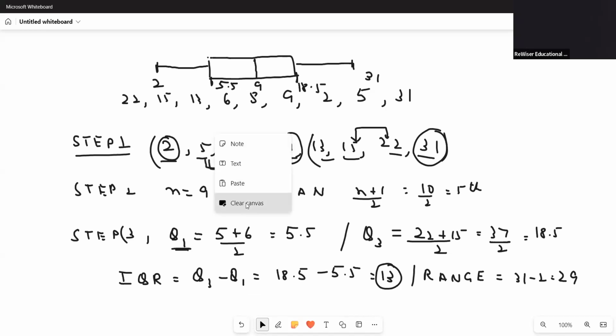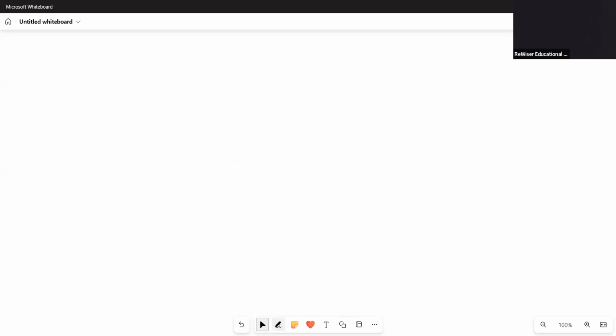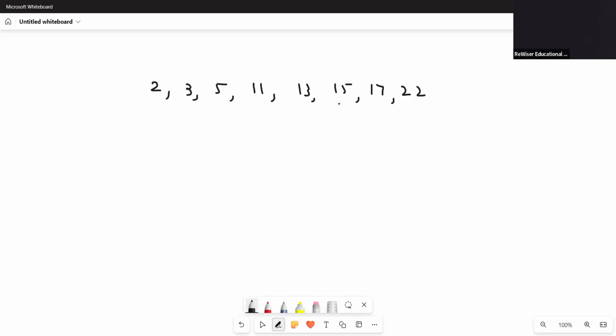Now we'll discuss a sum where the number of elements is even. Suppose we have a distribution which is already in ascending order. So we have 2, 3, 5, 11, 13, 15, 17, 22. If we stop here, the number of elements is n equals 8, and that's even. So first we'll divide it into two groups. Now we can see that there's no space for the median here. So for the median, we need to calculate the mean of these two.